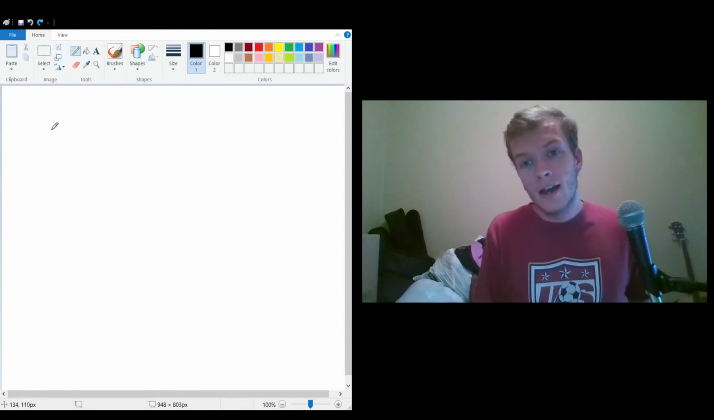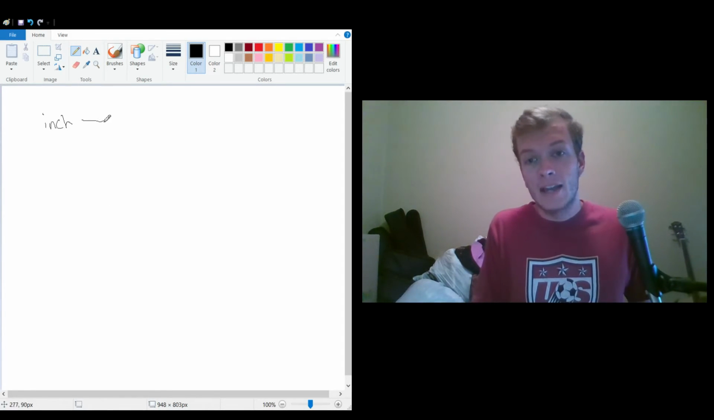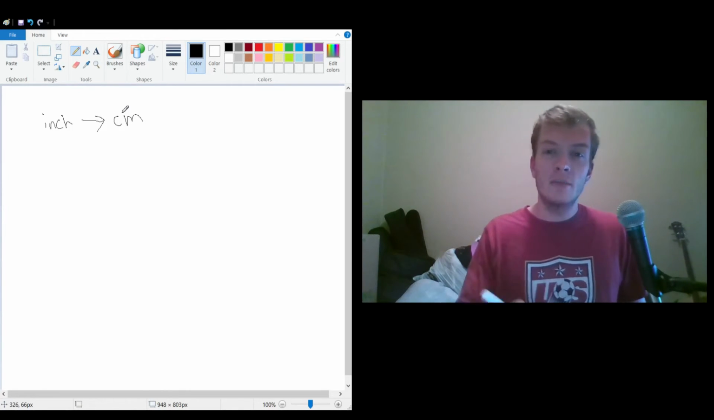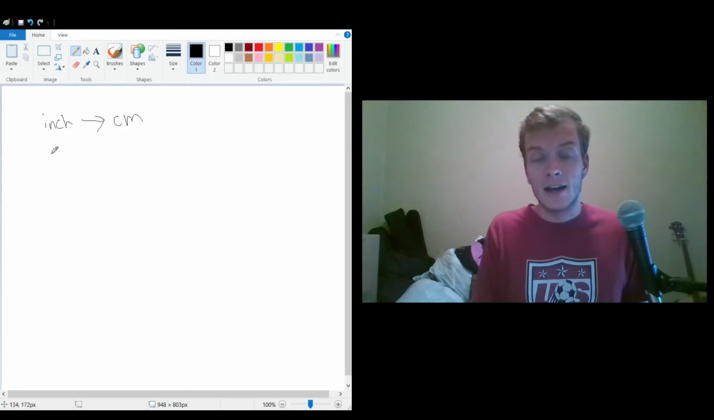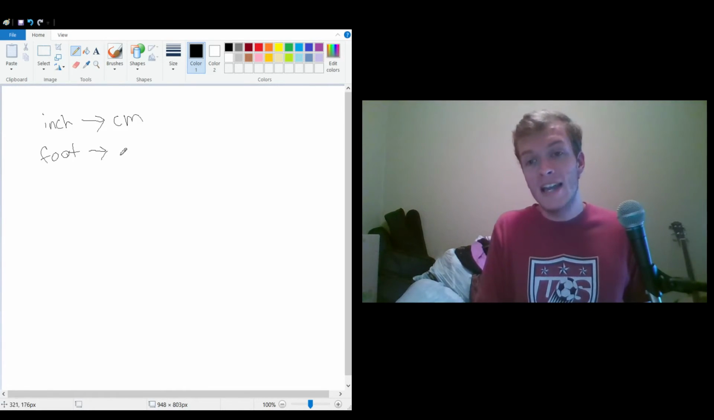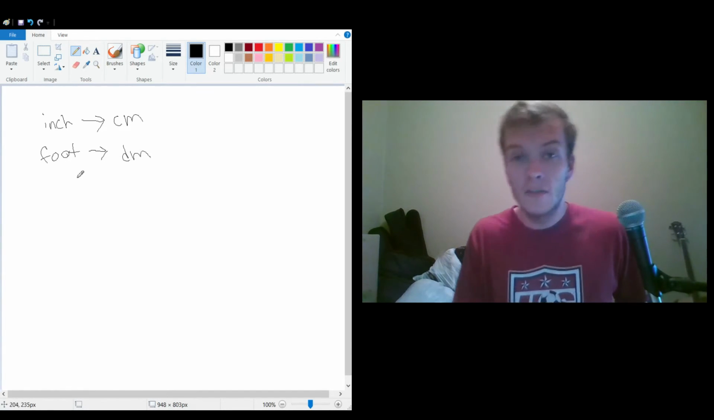So in imperial units, we have an inch as our sort of small base unit, and that would be a centimeter in metric, but it actually takes about 2.54 centimeters to make an inch. Moving up from that, there's a foot, and people may not know this, but there's actually a decimeter. It's 10 centimeters, which is significantly smaller than a foot.